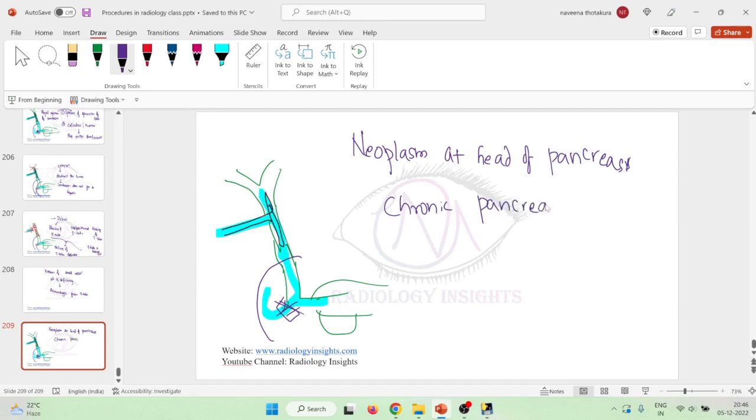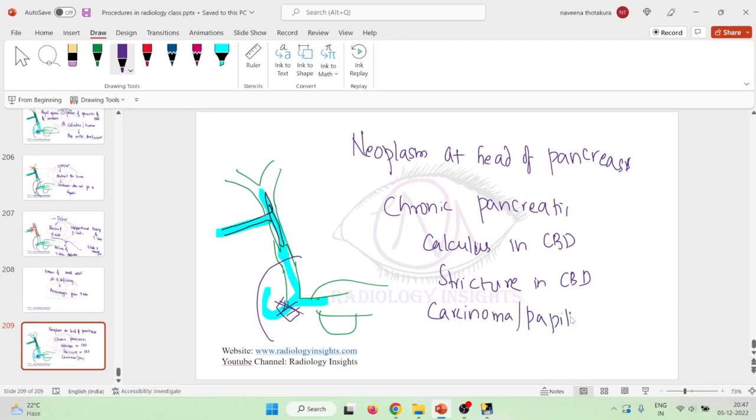or there can be some calculus in the CBD, or there can be strictures present in the CBD, or any carcinoma, or any papillae present in the CBD. In all these cases, there is lower CBD obstruction.